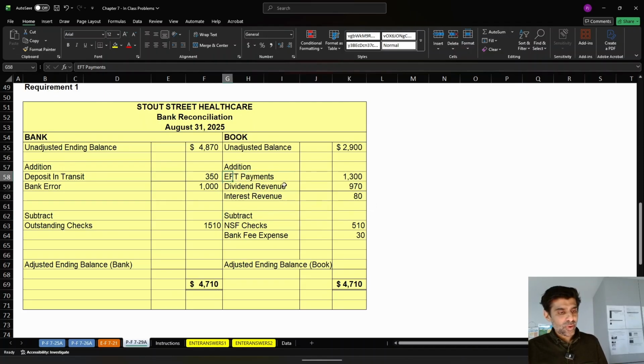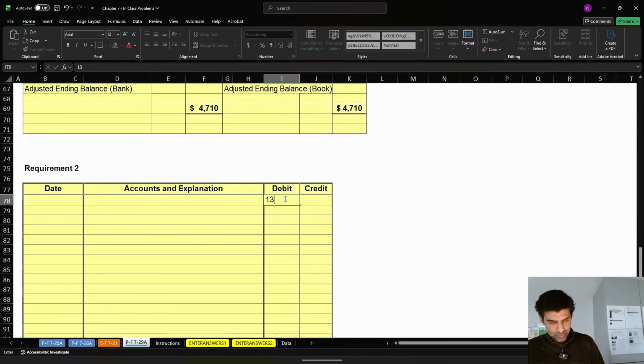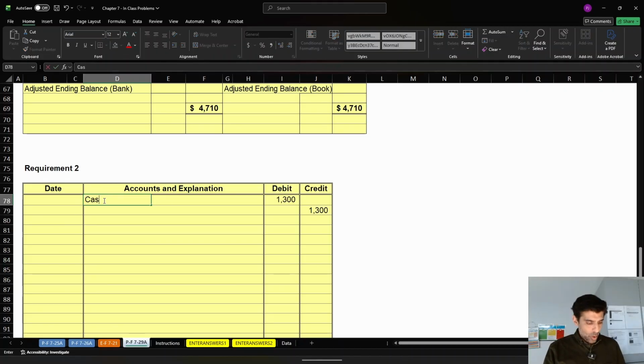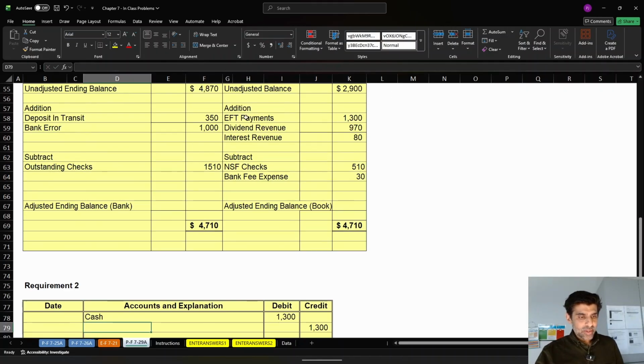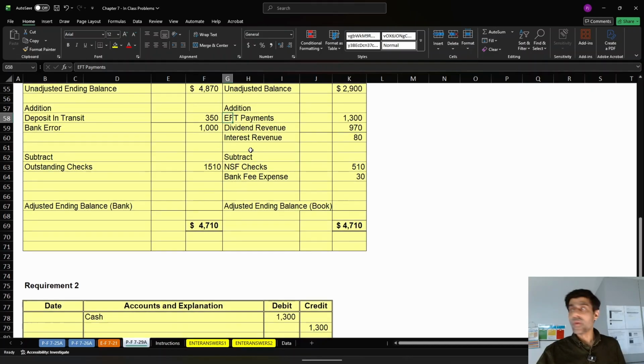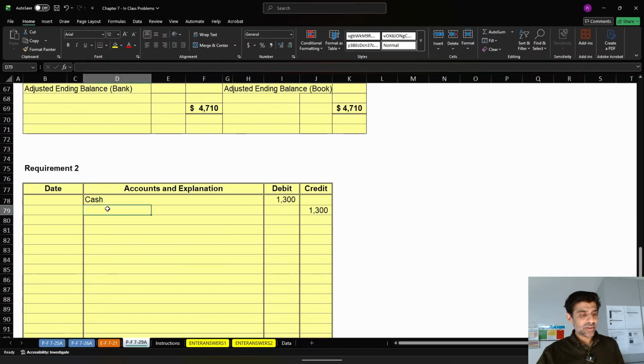Okay, now the last step would be to do journal entries for all of these. So this first one, EFT payment 1,300. We're adding cash, so all three of these are going to be debits to cash. These two are going to be credits to cash. Now, what the other side of the journal entry is will depend, right? So for this first one, debit to cash, it's going to be a credit to what? It was for some payments on account. So what do I have to do? Credit to what? Accounts receivable.